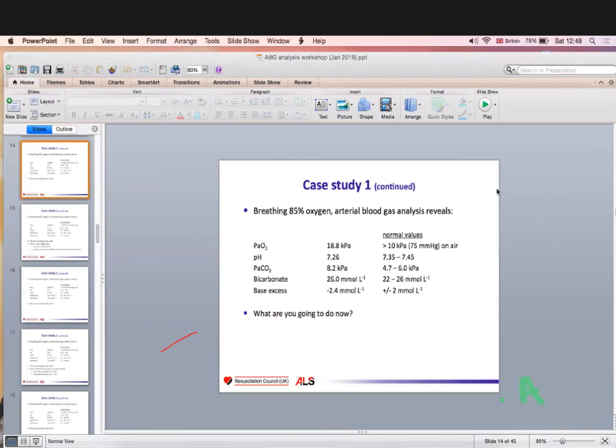Alright. The next question is 85%. So the patient might be on a venturi or something, so there might be something to monitor the inspired oxygen concentration.